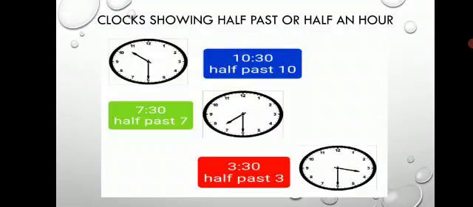Now students, here are some examples of clocks showing half past or half an hour. In the first clock, the time shown is 10:30, or we can say it is half past 10. In the second clock, the time shown is 7:30, or we can say it is half past 7. And in the third clock, the time shown is 3:30, or we can say it as half past 3.